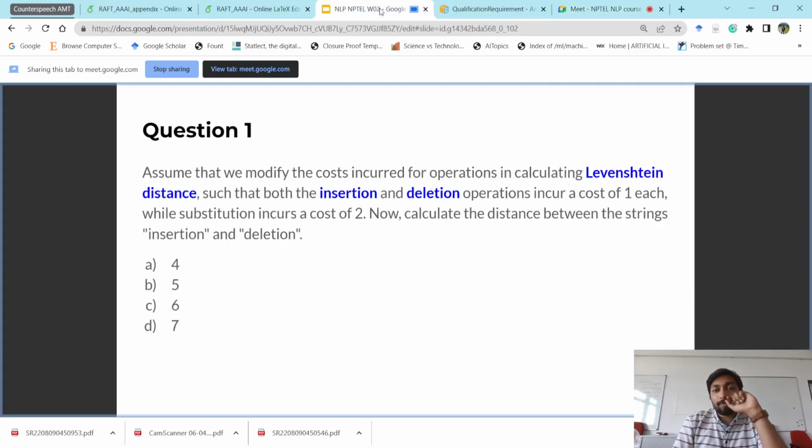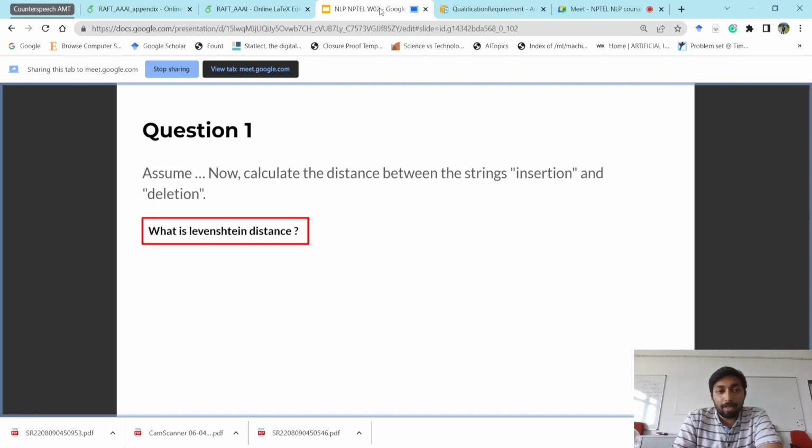So let us start with the first question. The question is, assume that we modify the cost incurred for operation in calculating Levenshtein distance, such that both the insertion and deletion operation incur a cost of 1 each, while substitution incurs a cost of 2. Now they are asking us to calculate the distance between the strings insertion and deletion. So first thing first, what is Levenshtein distance?